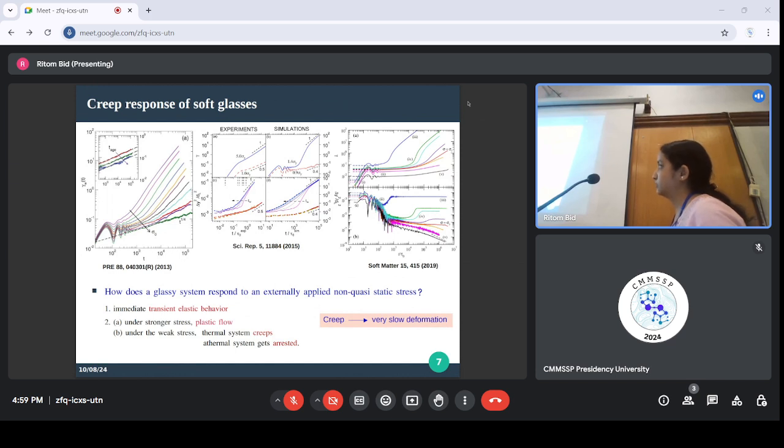But with lowering the stress value, this strain increases very slowly, and in most of the glassy systems they follow some power law behavior. So this very slow deformation is known as the creeping behavior. And instead of a thermal system, if we consider an athermal system, then it's generally observed that the strain gets arrested at some fixed constant strain value.